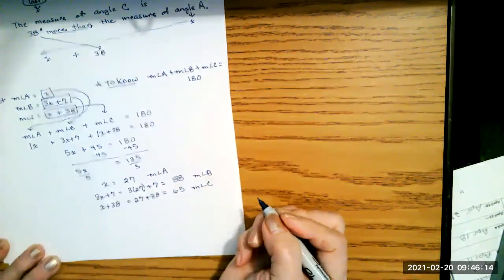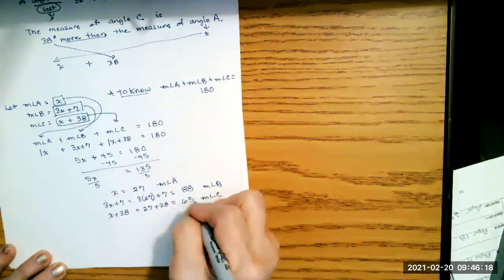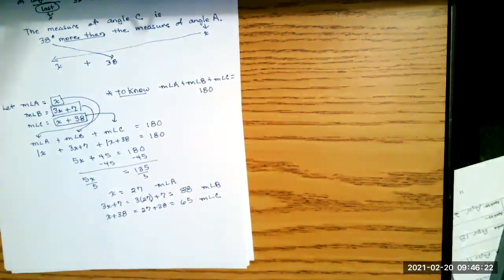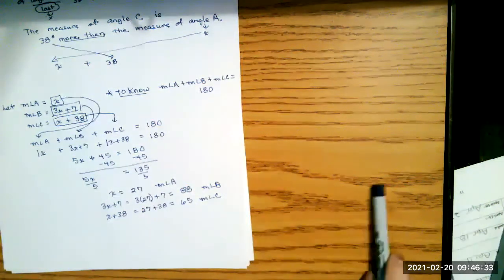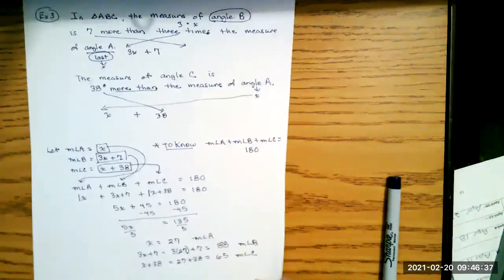So those are the 3 angles, 27, 88, and 65. And if you added those together, you would get 180 degrees. Well, those are the different kinds of problems that you'll be doing in this section. I gave you an example of the harder ones, so hopefully you'll be able to do the problems.